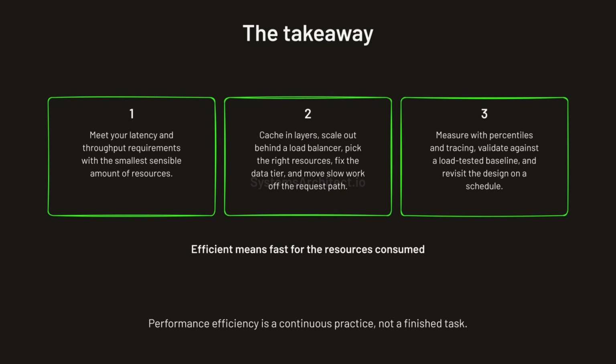The core levers are caching at multiple layers, scaling horizontally behind a load balancer, and choosing the right resource types and managed services. Fix the data tier with indexes and pooling, and move slow work off the request path. Measure with percentiles and tracing, and validate against a load-tested baseline. Revisit the design regularly, because performance efficiency is a continuous practice rather than a finished task.